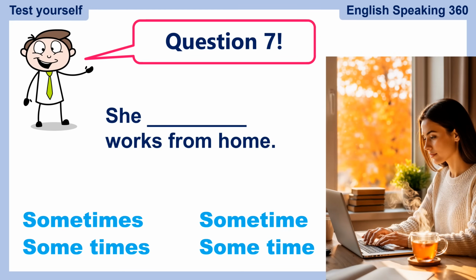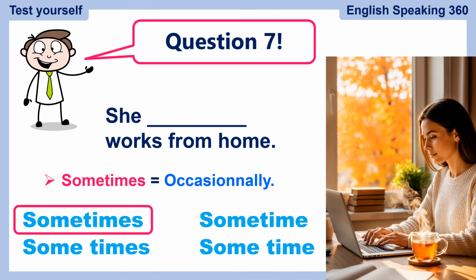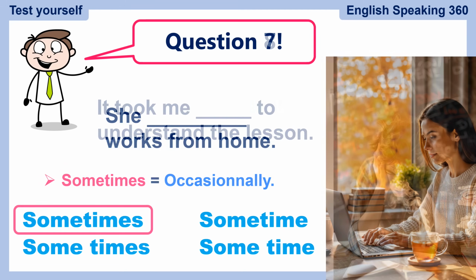Question 7. She works from home. So usually she works at the office, but just a few times a month she works from home. So she sometimes works from home. She occasionally works from home.